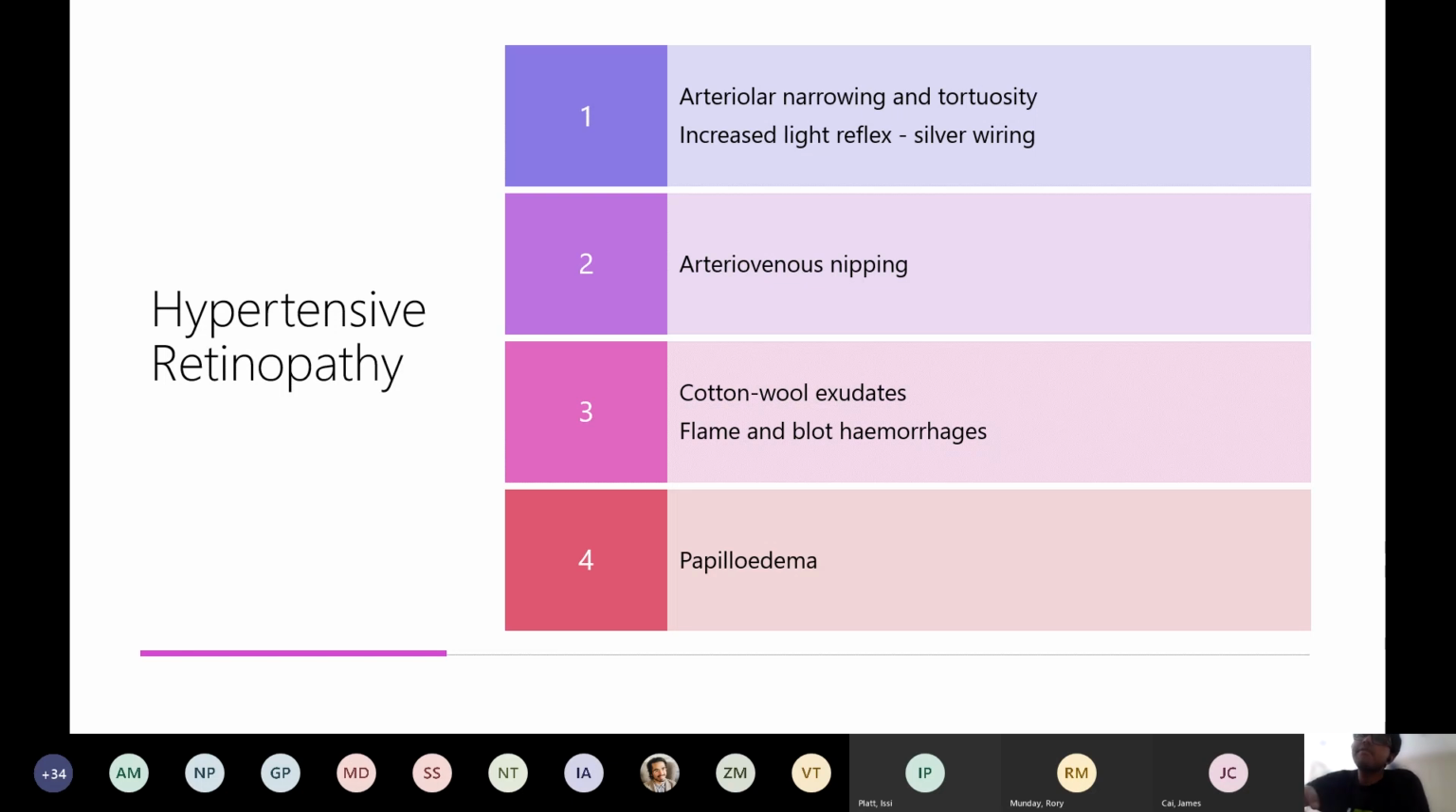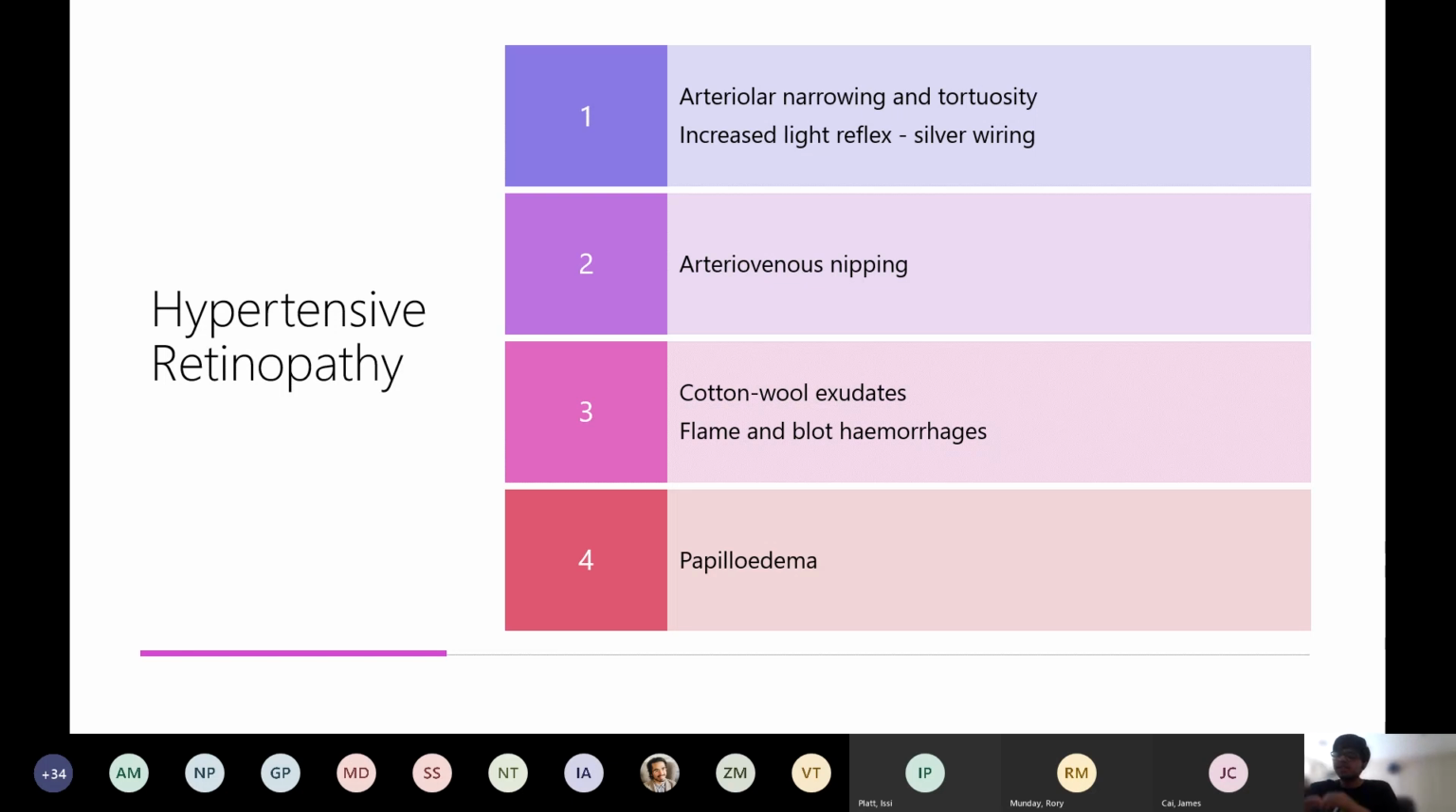So with AV nipping, let me find an image for you. What normally happens when arteries and veins cross is that they cross at a 90-degree angle. In AV nipping, they no longer cross at a 90-degree angle, they cross at a weird angle. That isn't normal. There's an image in the chat that demonstrates it for you. They curve out of their way when they intersect. Then you get your cotton wool exudates and you get flame and blot hemorrhages.